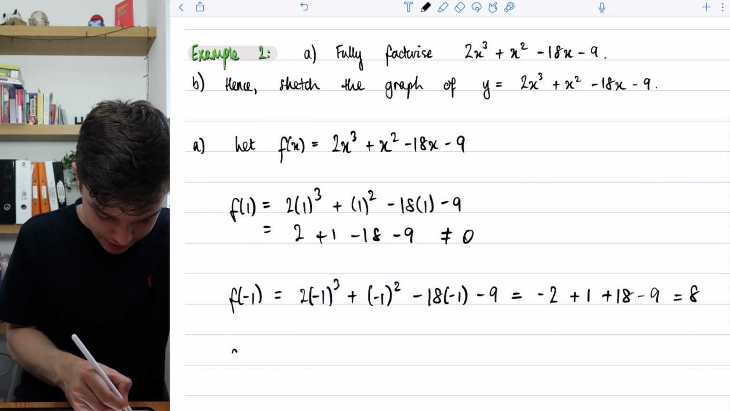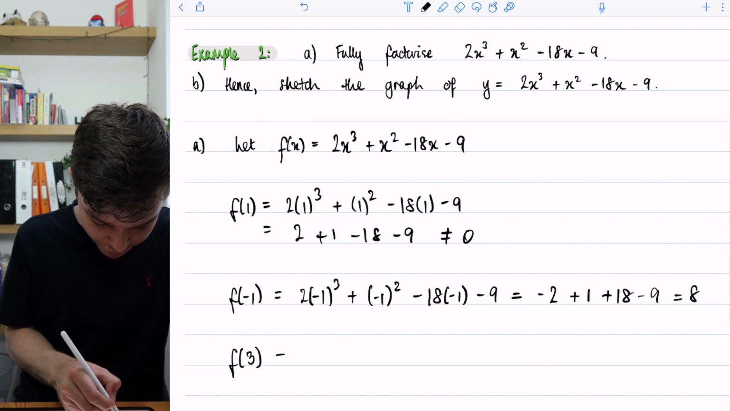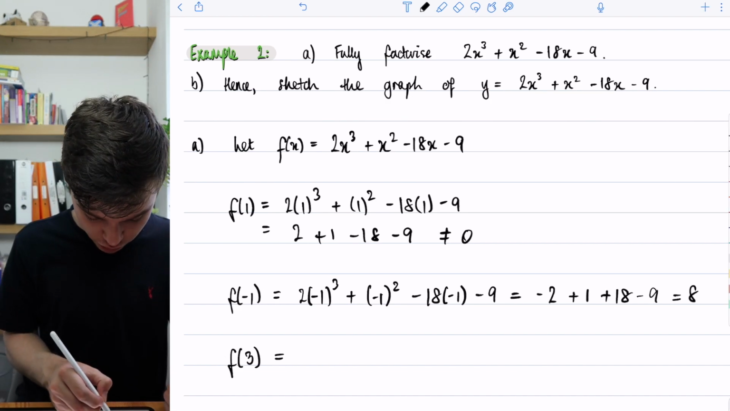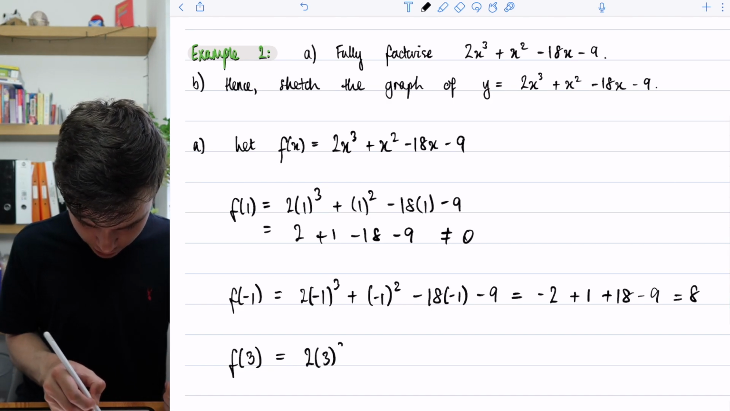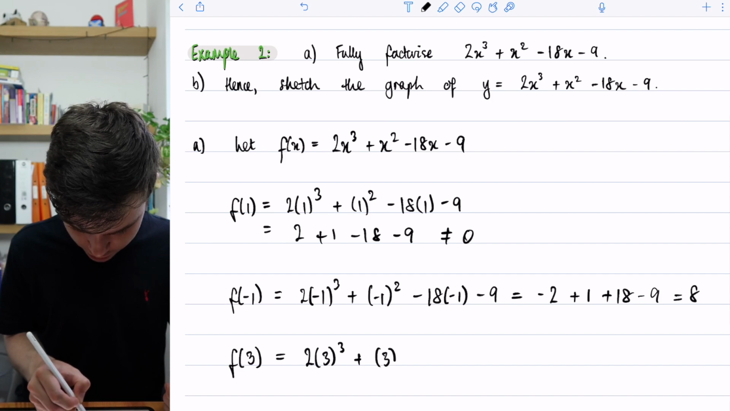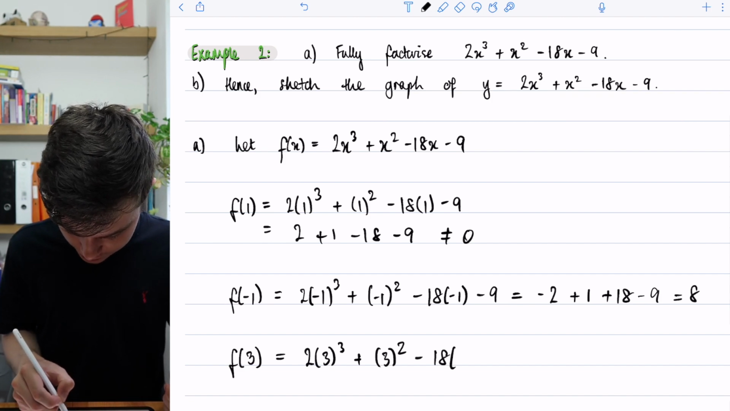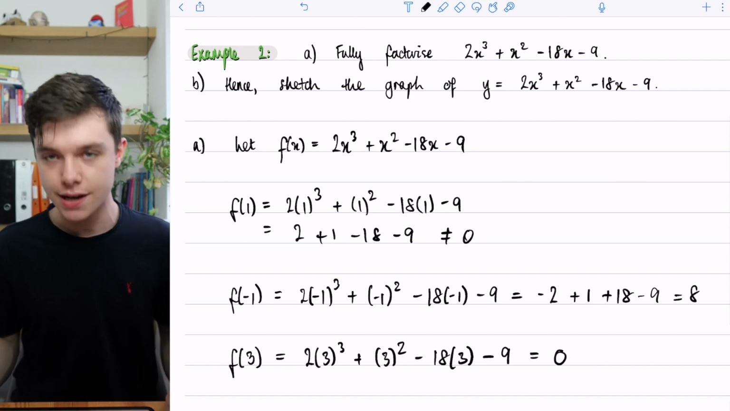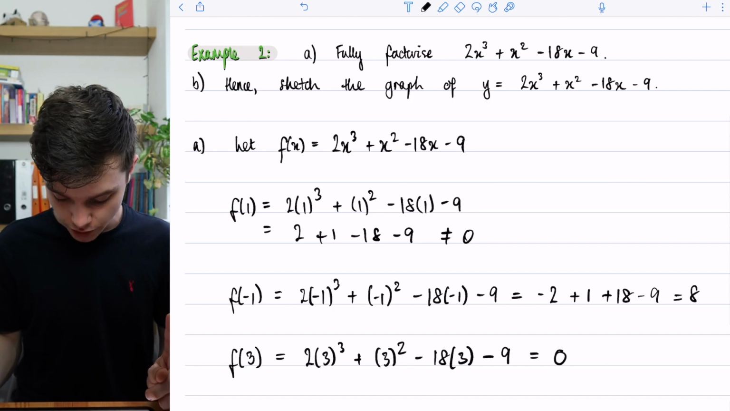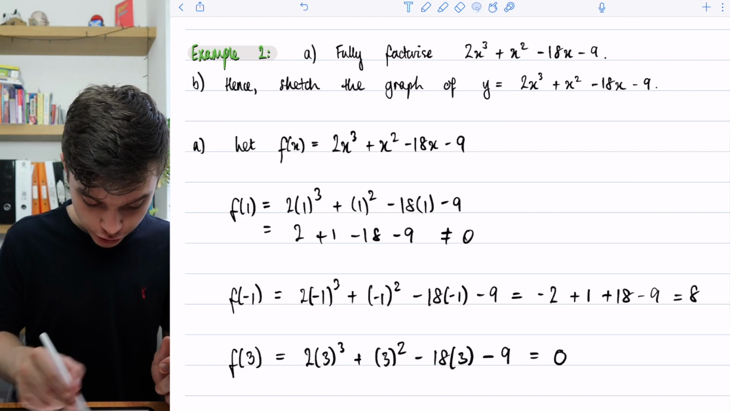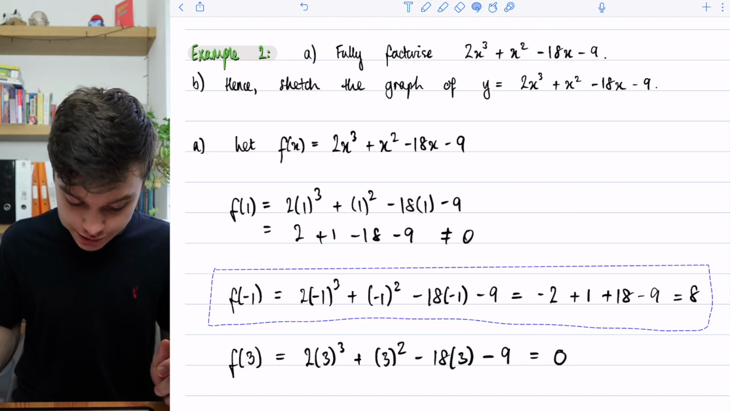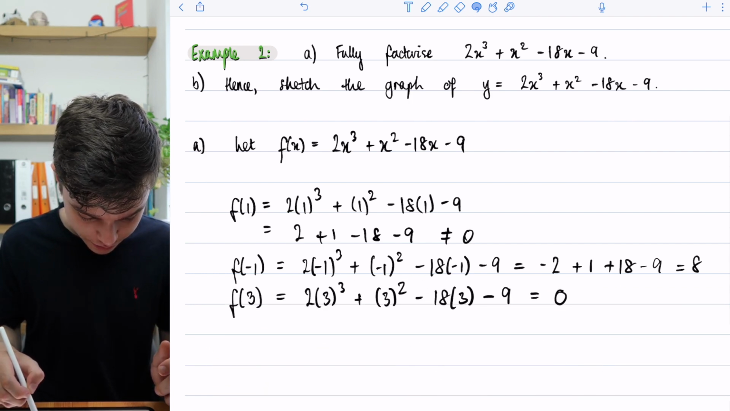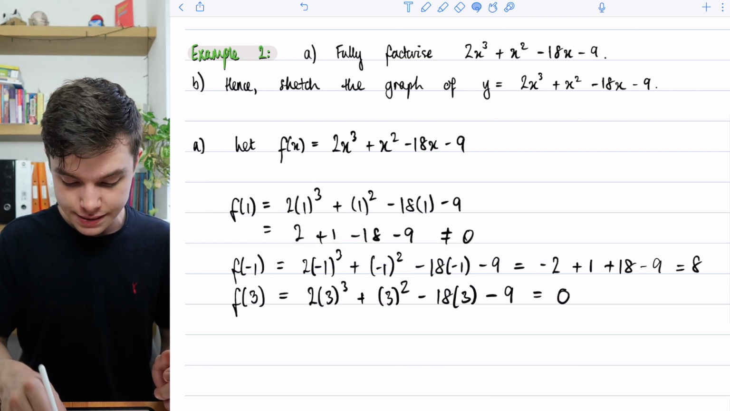I have the answer here, so I'm going to jump to f of 3. F of 3 gives you this, 2 times 3 cubed plus 3 squared minus 18 lots of 3 minus 9. Put that in a calculator, you do get 0. So that is going to help us work out what a factor of our polynomial is, or our f of x. Okay, f of 3 gives me 0.